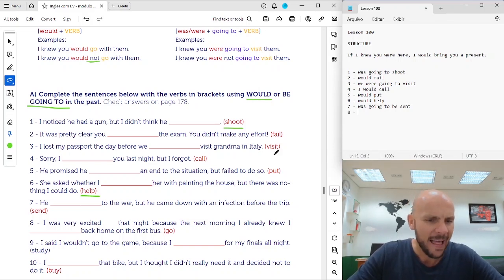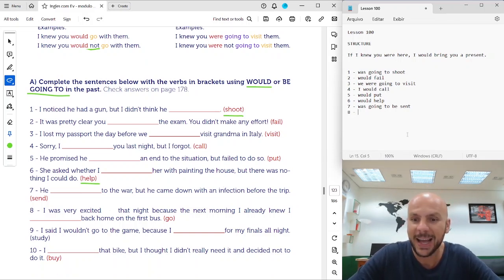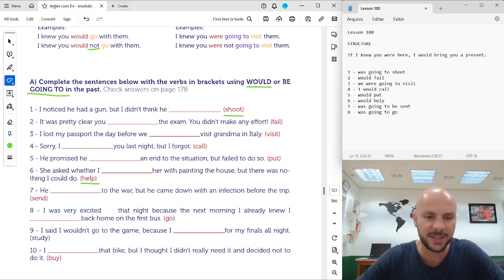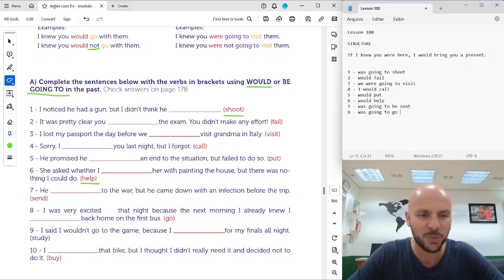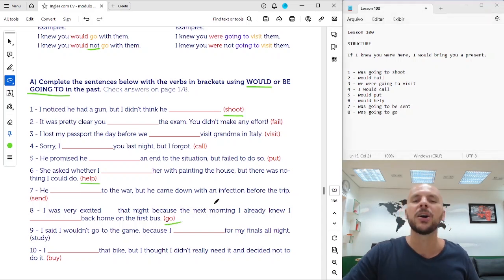8. I was very excited that night because the next morning I already knew I was going to go back home on the first bus. Maybe the soldier who was sent to war. I was very excited that night because the next morning I already knew I was going to go back home on the first bus, right?